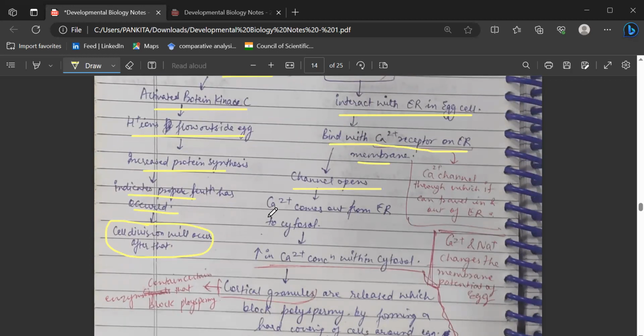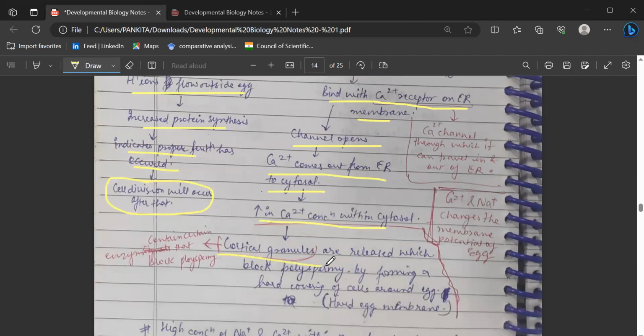The channels open, due to which calcium ions are released from the ER into the cytosol, and this increases the concentration of calcium ions inside the cytosol, due to which the cortical granules are released, which block polyspermy, and they form a hard covering on the egg membrane. So the hard egg membrane is due to the cortical granules released.